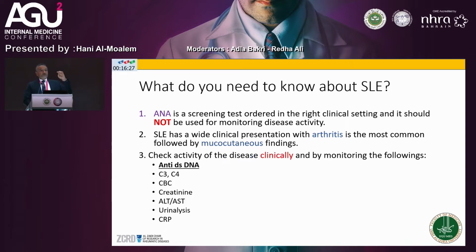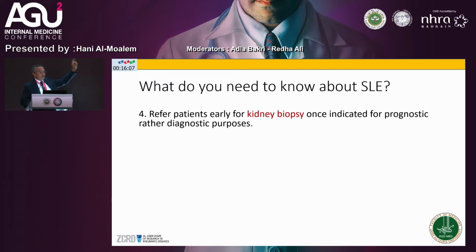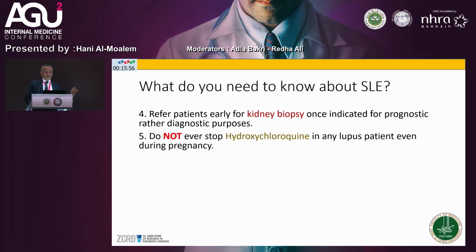And number three, to check disease activity, you need to follow clinical issues related to the patients. If his disease is active, the patient will be aware. He'll have more joint pain, he'll have fatigability, things like that. Clinical assessment is essential, and you have to check these parameters, and I'll be mentioning it later. Number four, refer patients early for kidney biopsy. This is a common mistake that we are seeing in practice, where patients are supposed to have a kidney biopsy 1 or 2 years ago, and they just get neglected.